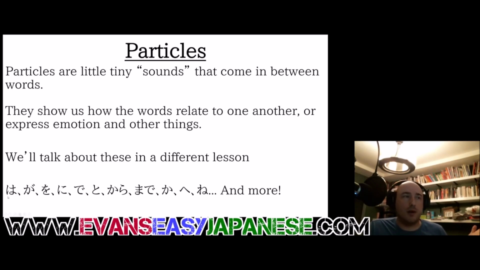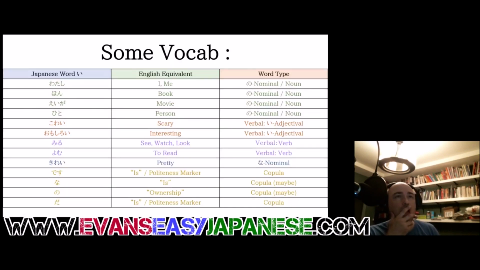Just a small list of particles. Wa. This looks like a ha, but it's pronounced wa. Wa, ga, o, ni, de, to, kara, made, ka. This one's pronounced e, even though it's a he, and then ne, and more. There's even more. Yo. Okay. Holy moly! You don't need to memorize these vocab words. Okay, so don't memorize these vocabulary words. However, let's just go through them real quick.